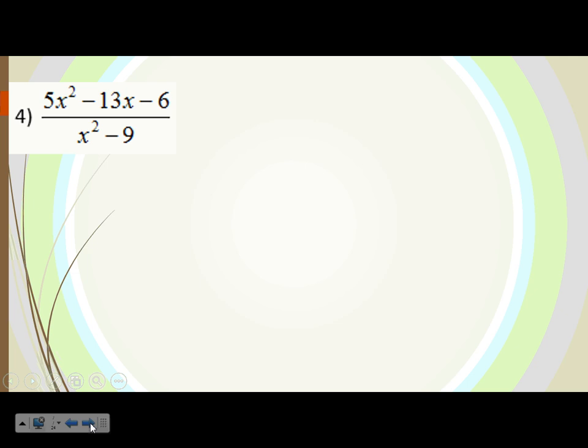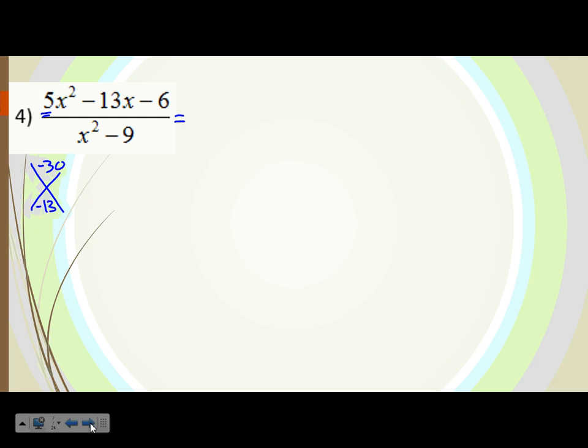Number 4, same thing. We have this fraction. First thing you're going to want to do is factor everything you can. So the numerator, again, we have a leading coefficient, so it makes it a little harder, but hopefully at this point you guys are getting pretty good at this.